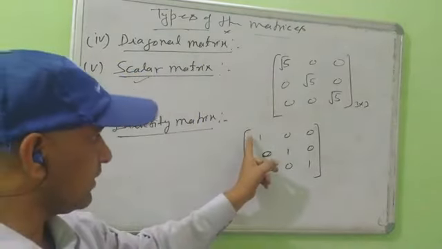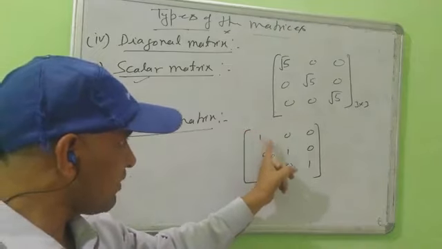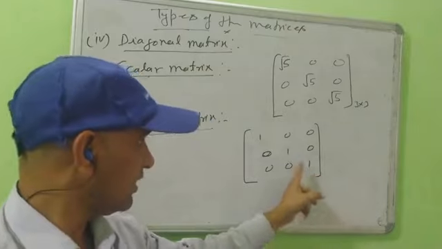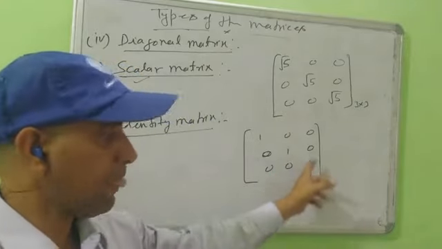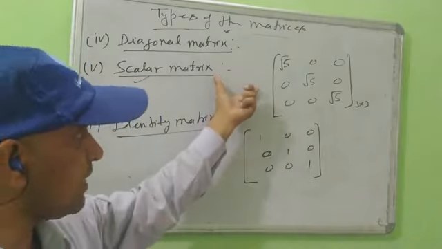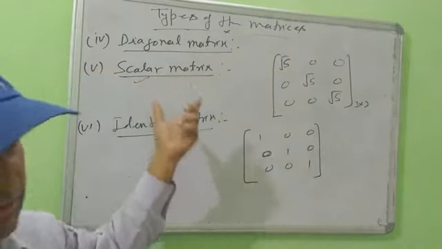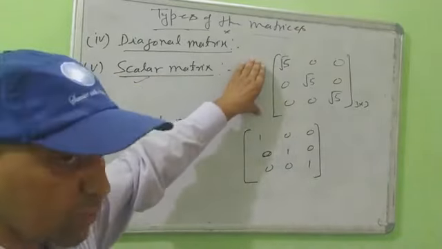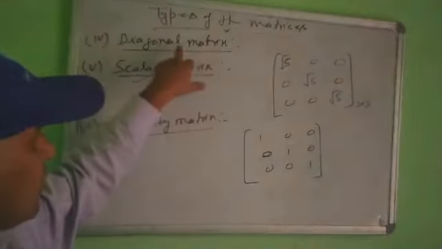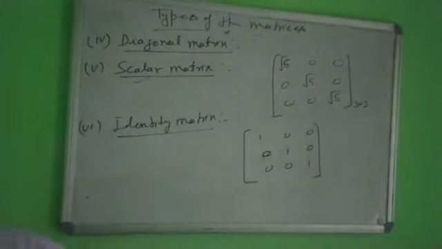Suppose any square matrix has the diagonal elements unity, meaning 1 1 1. This type of matrix is called the identity matrix. Otherwise it is called the scalar matrix. So all scalar matrices are square, all identity matrices are square, and all diagonal matrices are also square.